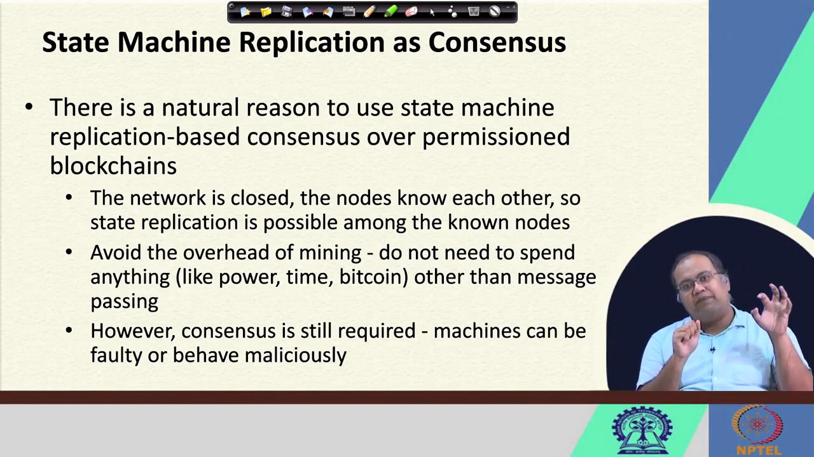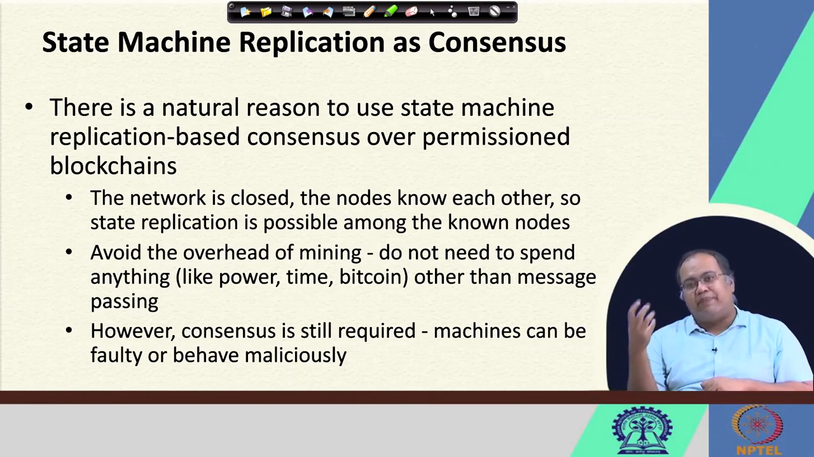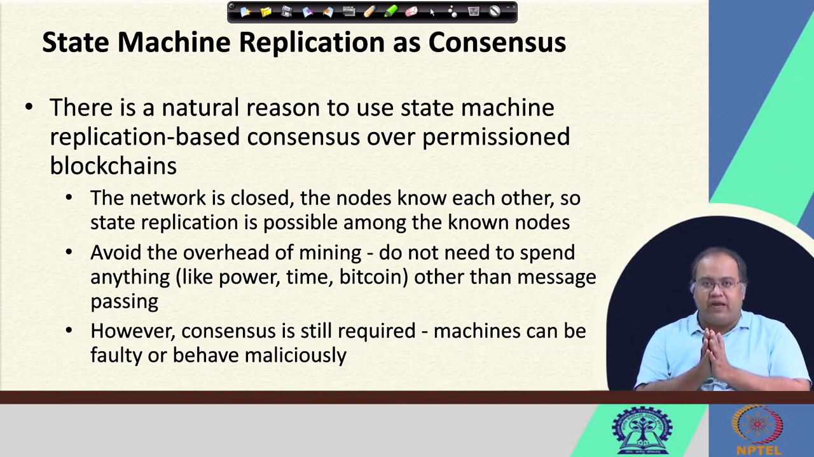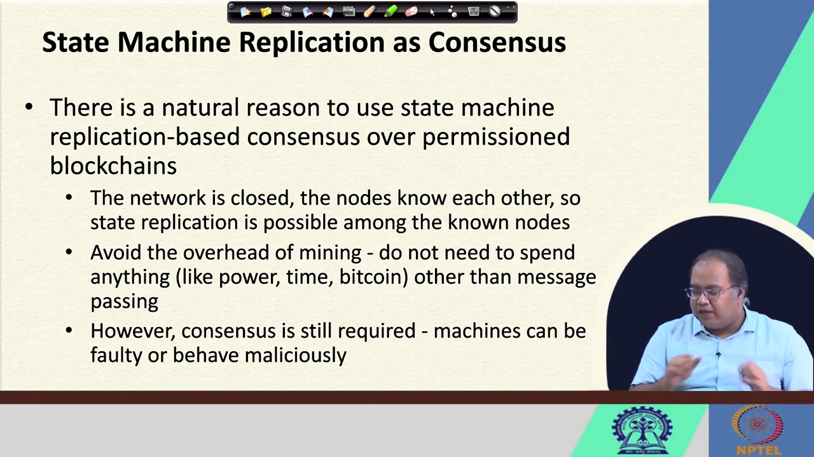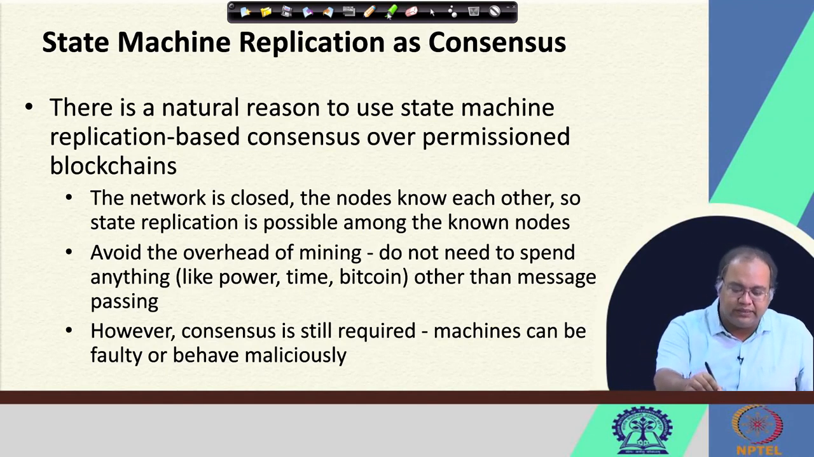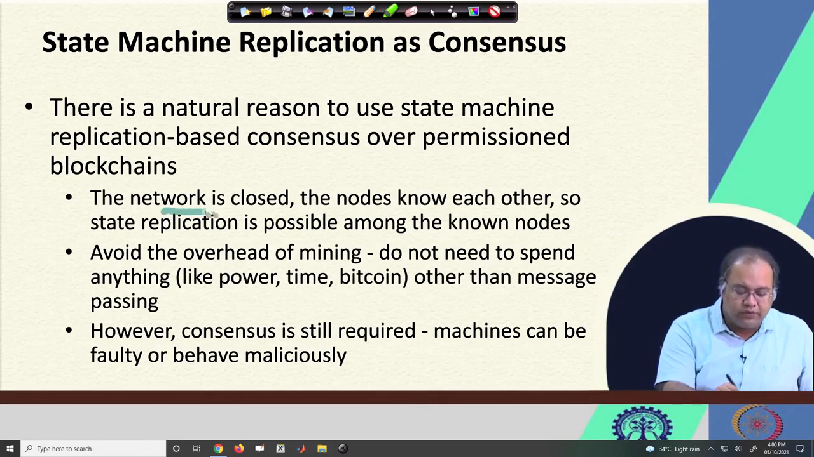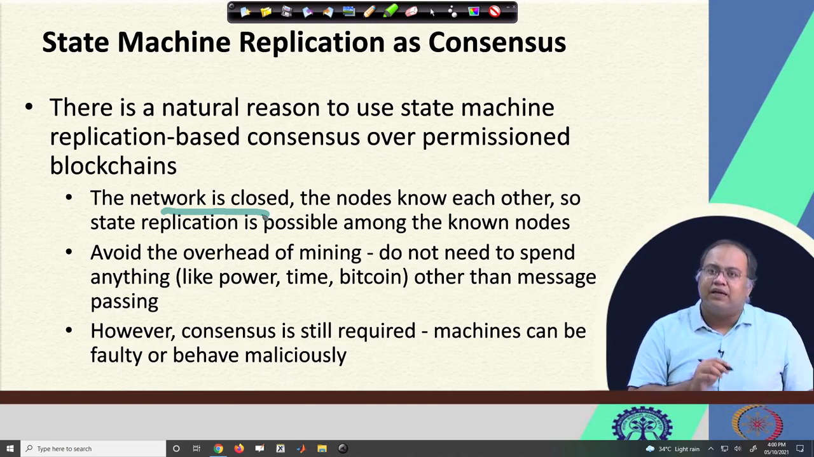So, in case of state machine replication, the replicas need to agree on a common state, and in case of distributed consensus in the permissioned blockchain, the participants need to agree on a common value. Well, from this perspective, there is a natural reason to use such a state machine replication based consensus model over permissioned blockchain architecture, primarily because of these reasons. First, the network is closed, and when the network is closed, that means the participants or the nodes of the network know each other.